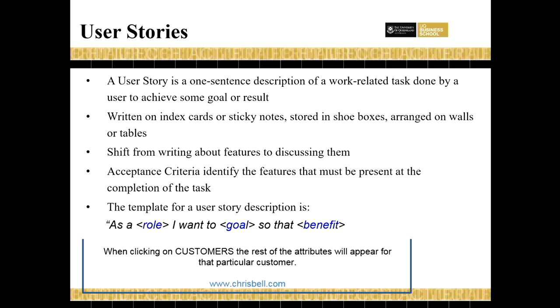In the Agile approach, user requirements are captured as a one-sentence description of a work-related task done by a user to achieve some user goal. What you see here is an example of such a user story: it captures who the user is, what he wants to do, and what the benefits are. Those requirements are very important.